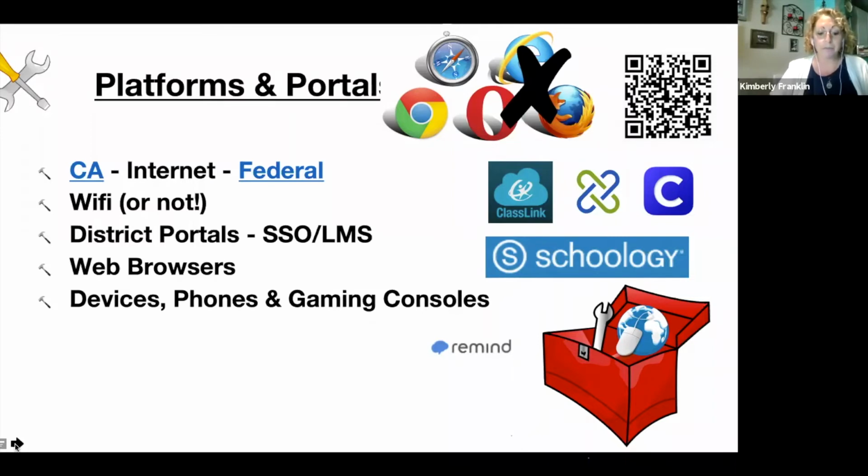Lastly, devices. Whether students have a tablet, Chromebook, iPad, smartphone, or even a gaming console, they do have access to the internet and they're able to connect on that web-based district portal. Next slide, please.